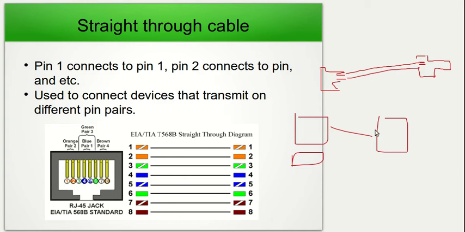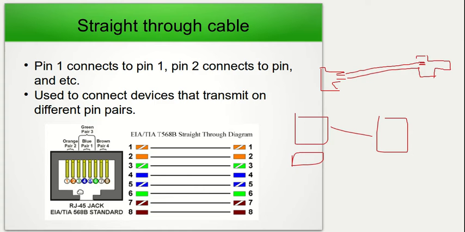Now pin 1 on the switch is used for receiving data, so the switch expects to receive data on pin 1. And the switch is going to send data to the PC over pin 3, over the wire that connects pin 3. And likewise, the PC expects to receive any data on pin 3. This is how we would use straight through cables.